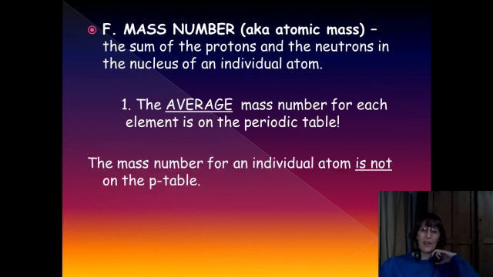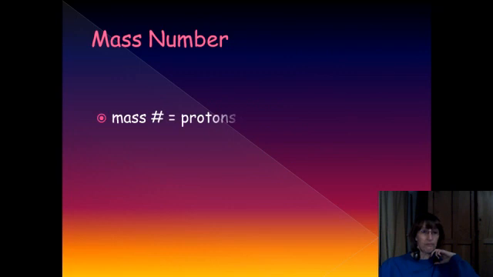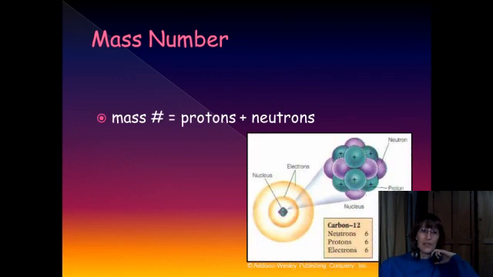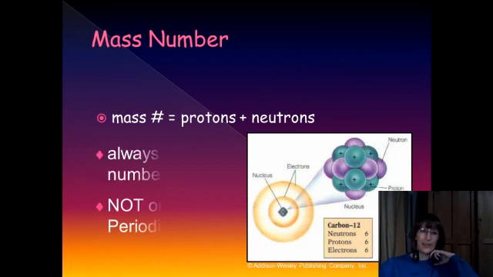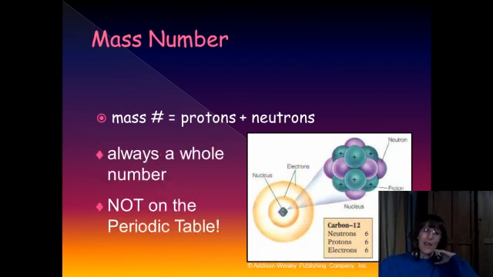The mass number for an individual atom is not on the periodic table. Mass number is equal to the protons plus the neutrons. I'm just repeating this so you hear it multiple times. The actual mass number is always a whole number, and that's not on the periodic table. The average mass number is on the periodic table.